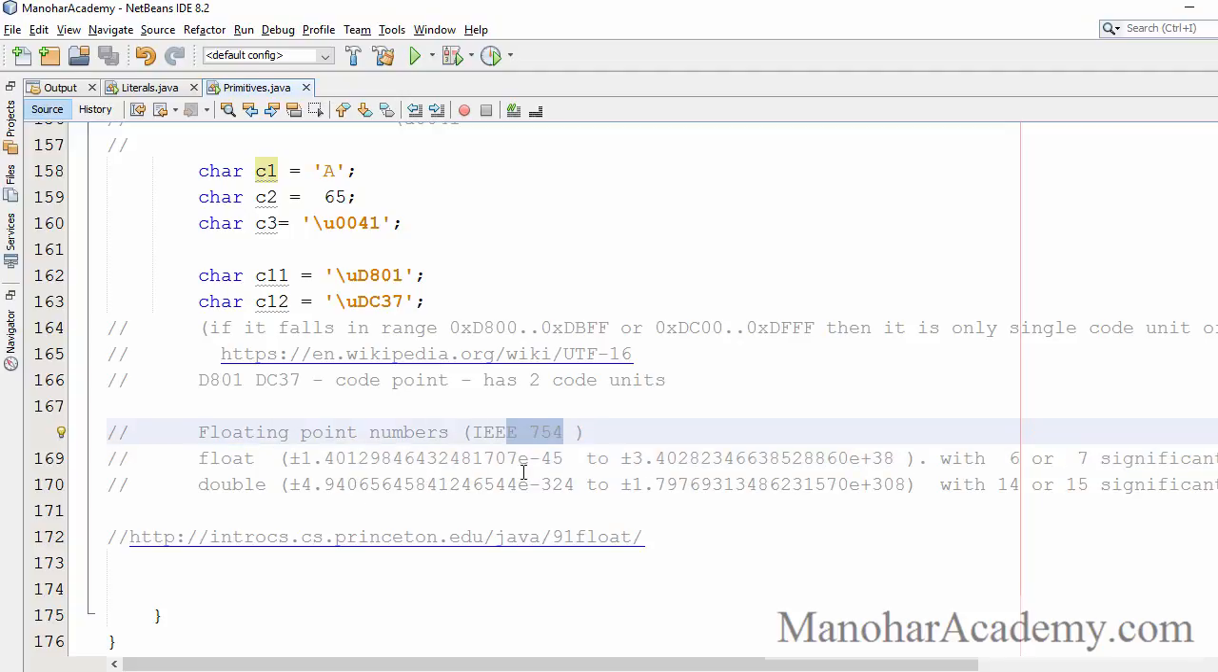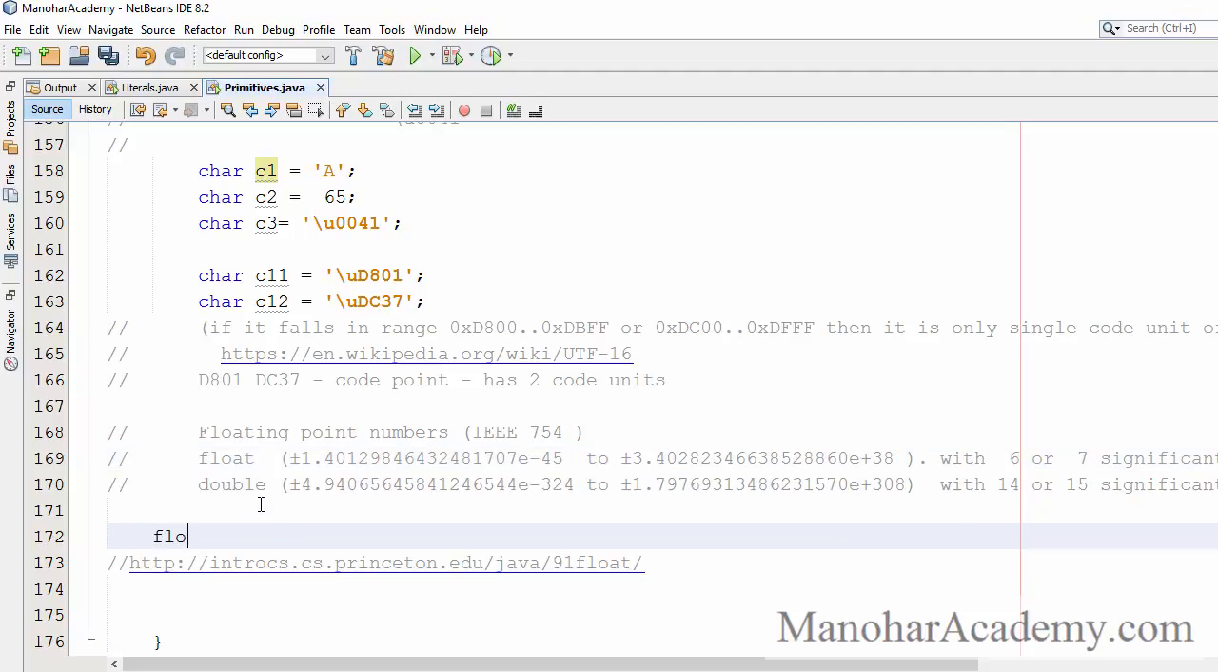The minimum, this is a scientific notation. So when we say minus 45, you have to go 45 places to the left. When it is a plus value, you need to go 38 places to the right. So this is scientific notation. For example, let's take a simple example.